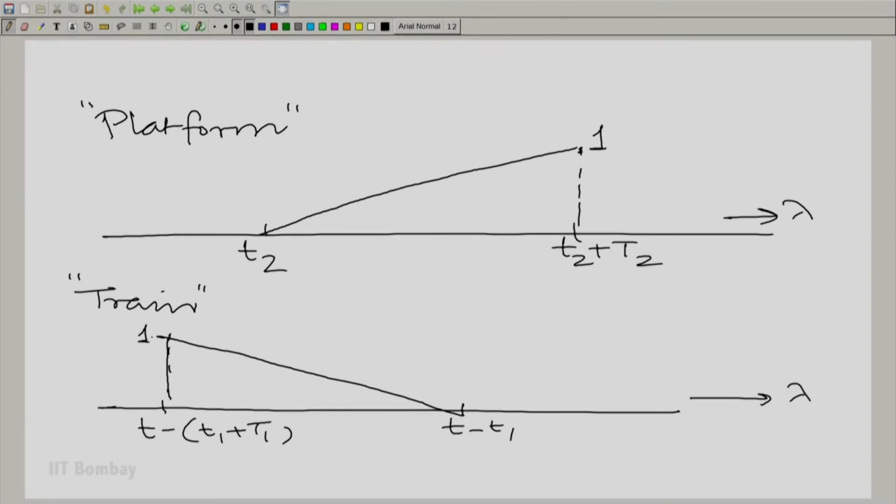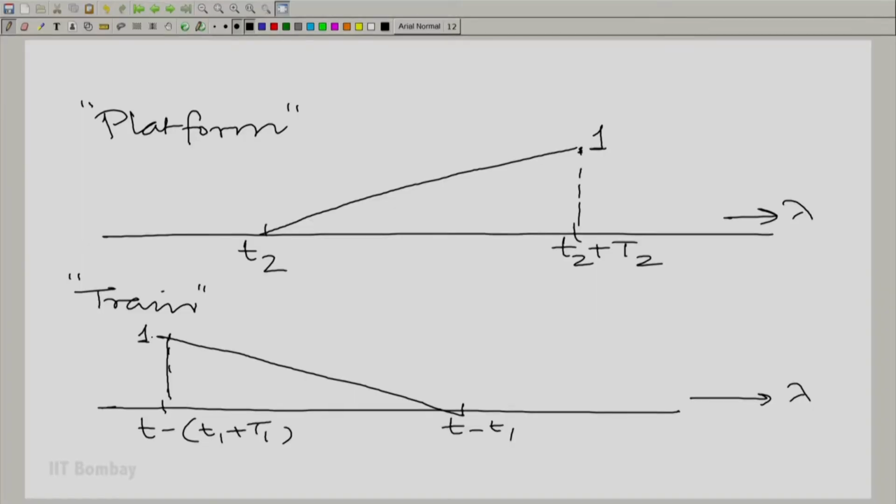In fact, we must now write down proper expressions analytically for the passengers on the platform and on the train. So, here for this one I would write the expression. Well, how much is this really? Take the difference from the point lambda at which you are from T2. So, lambda minus T2 divided by the entire interval which is covered, capital T2, into 1. That is the value anywhere here in this region.